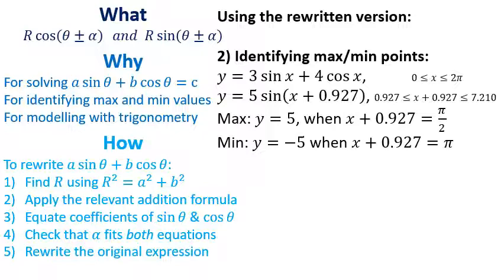Also, we can get the minimum value. If we have y equals 5 lots of sine something, it will go as low as -5. And that happens for a sine graph when the angle is pi.